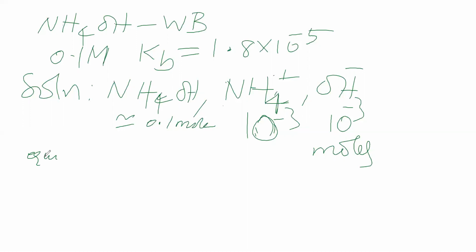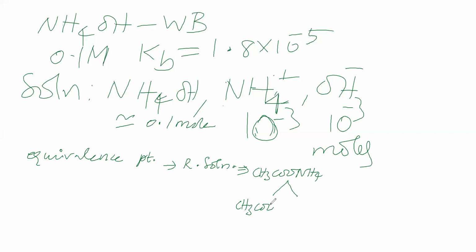So we will take the equivalence point. At the equivalence point, the resultant solution contains only ammonium acetate. This ammonium acetate is a salt, therefore it undergoes almost complete ionization, and it gives acetate ions and ammonium ions.